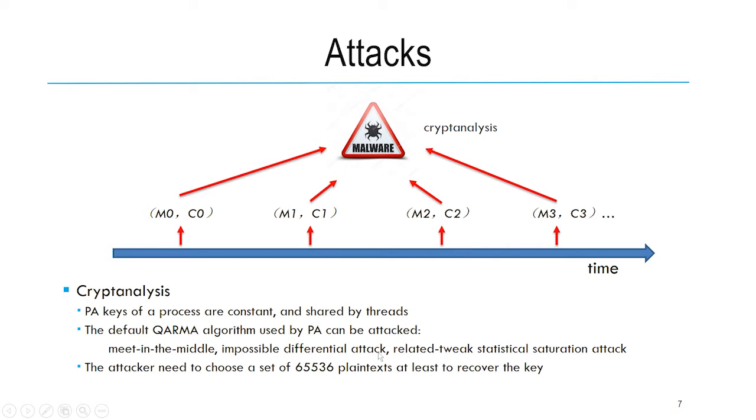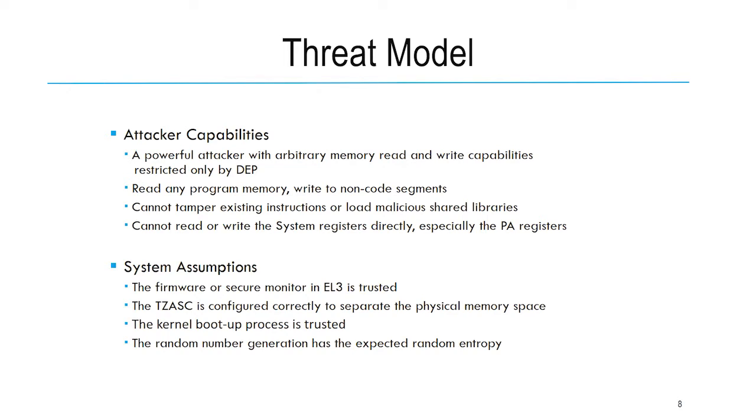At the same time, shared keys expand the search space for attackers to find a usable signing and authentication gadget. Thus, a sophisticated attacker could observe and collect adequate pairs of the original pointer and the signed ones to attempt such attacks. Some papers show that the attacker only needs to choose a set of less than 70,000 plaintexts to recover the key. Now we will talk about the threat model in this work.